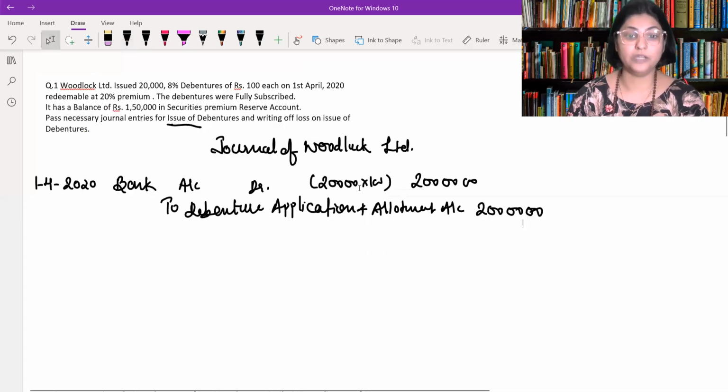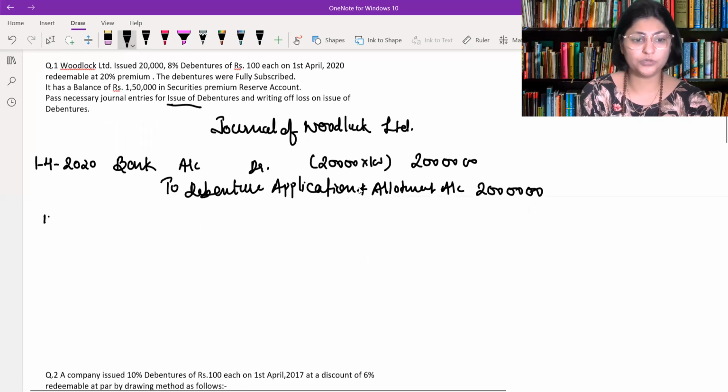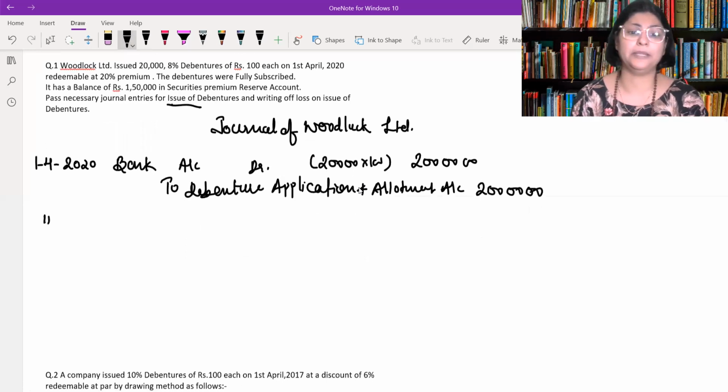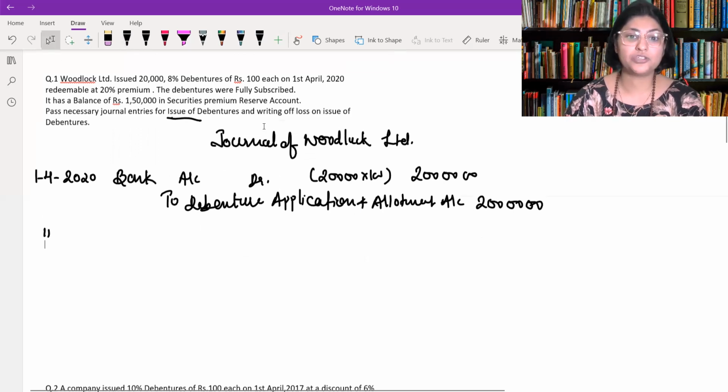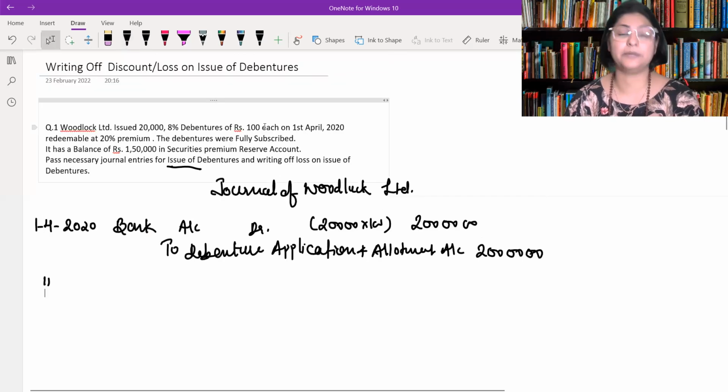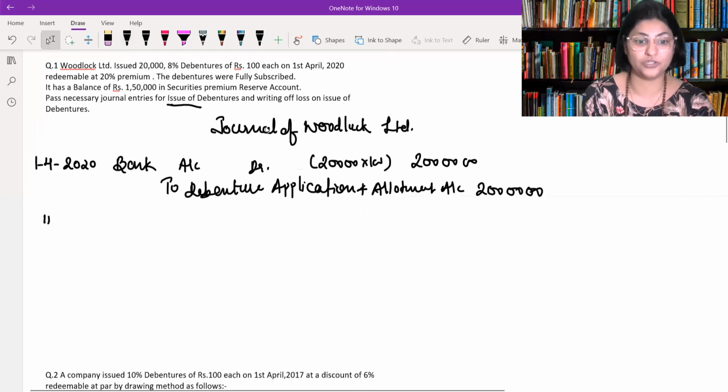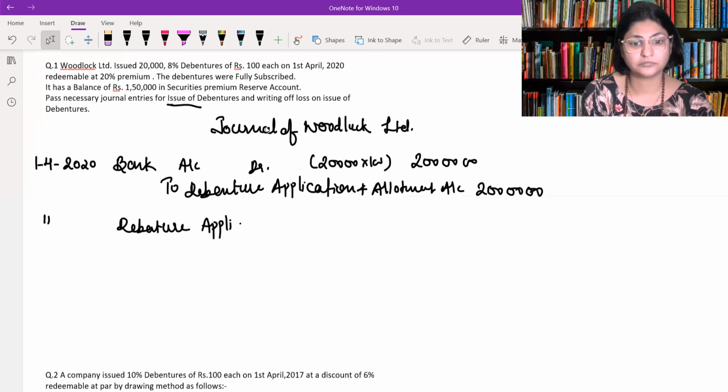The second entry will be on the same day, where we are going to transfer this debenture application and allotment money to the debentures account. And what is the debenture account? The name of the debenture is 8% debenture. So here we are going to do debenture application and allotment account, and the allotment account will be debited.